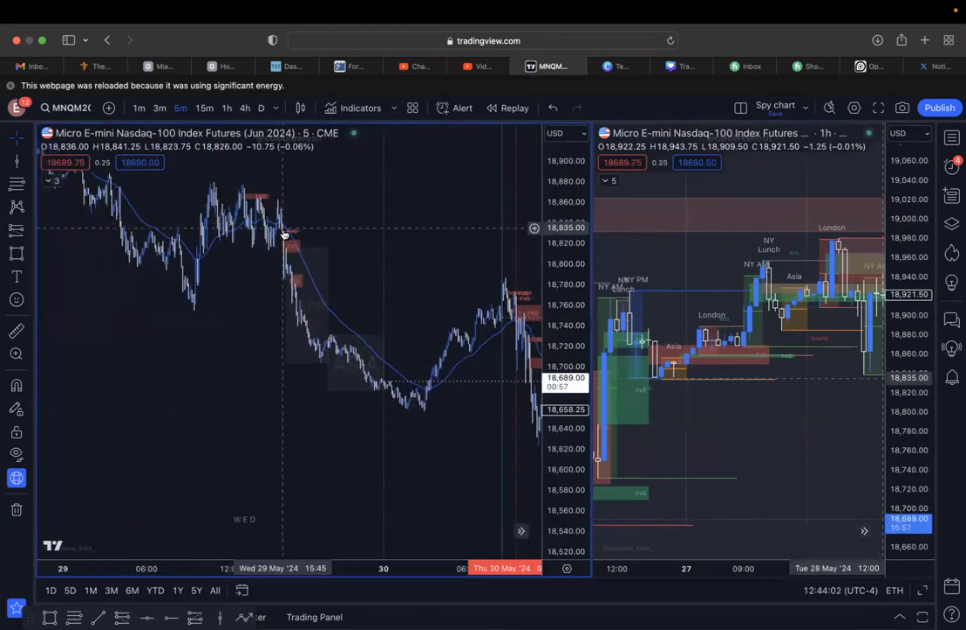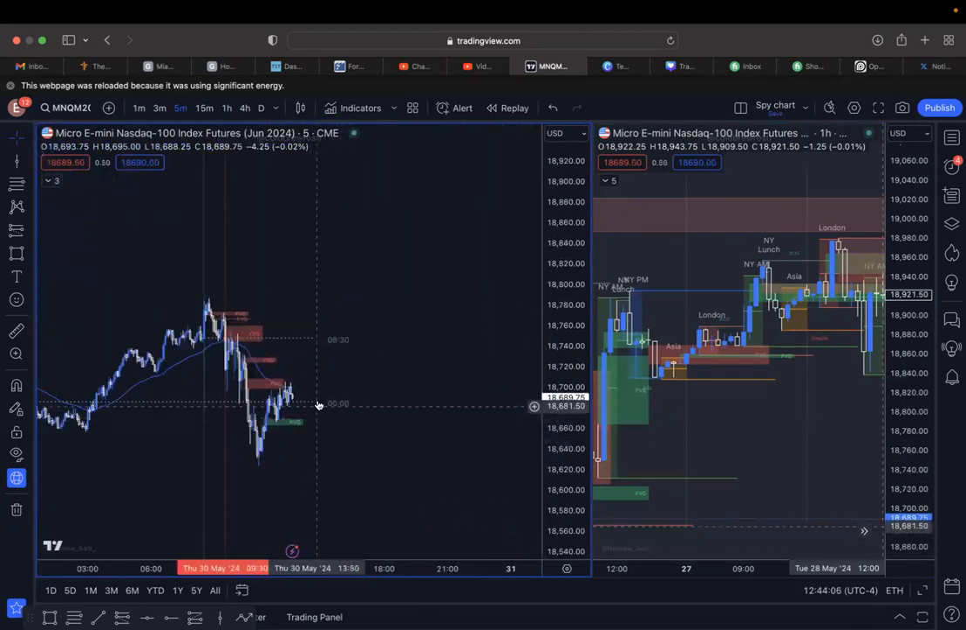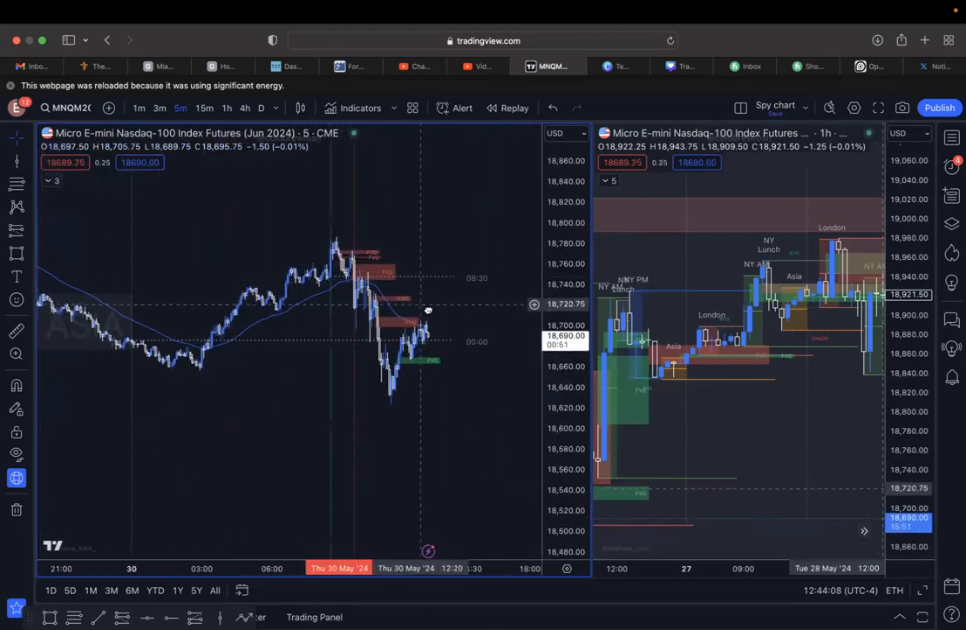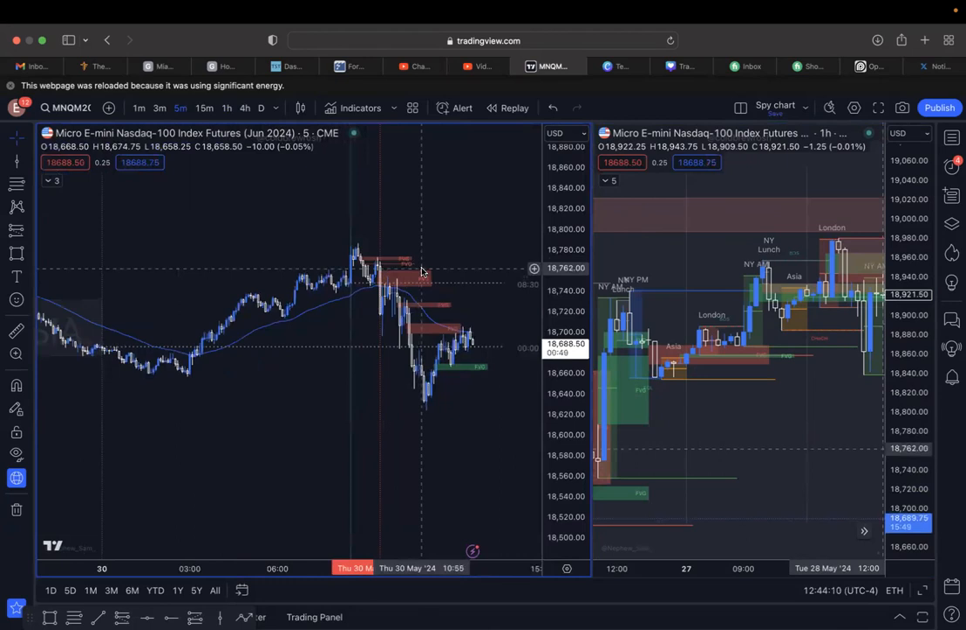As you see, market structure shift here, fair value gap. It just lines up very well, and it's just an extra confluence. I don't use it often. The one I use the most is the fair value gap. I depend on it. It keeps me here on TradingView.